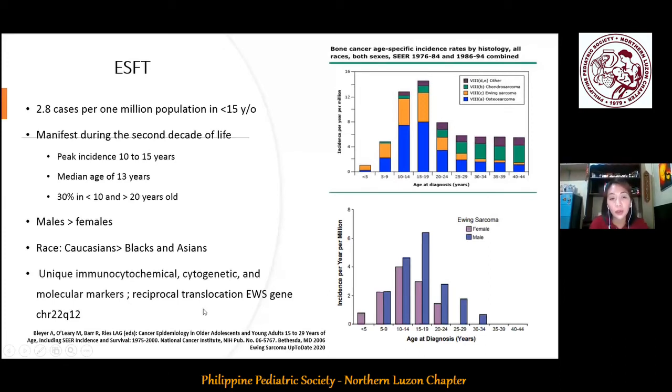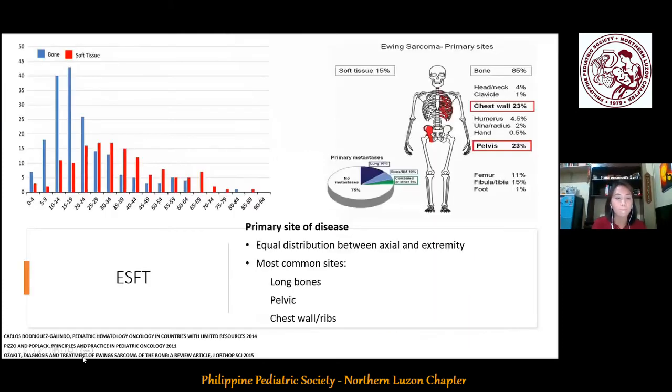It is now well accepted that Ewing sarcoma family of tumors constitute a single group of neurally derived neoplasm that share unique immunocytochemical, cytogenetic, and molecular markers. Nearly all cases of Ewing sarcoma have a reciprocal translocation that involves the EWS gene in chromosome 22q12. The site of origin for this tumor is not restricted to bone alone, as they may also arise in soft tissue, in 15% of cases. For the primary site of disease, there is equal distribution between the axial skeleton and the extremities. The most common sites are as follows: the long bones, the pelvis, the chest wall, or the ribs.